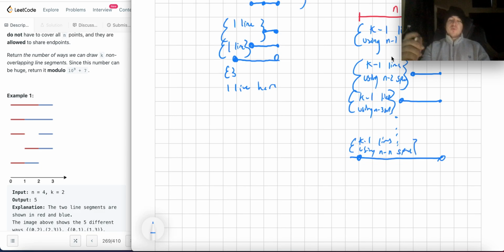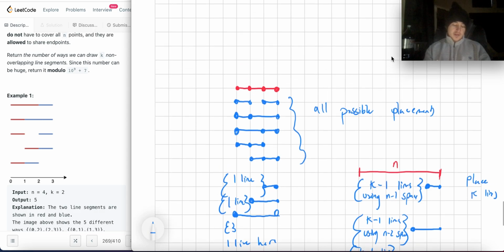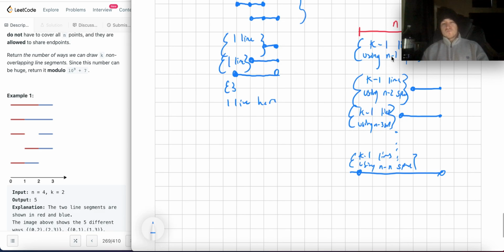So for any point, I can draw a line, like for n equals 4 here, and I could draw a line that covers almost all the space. I can draw a line that covers all the space. I can draw a line that covers this much and this much. And then I would just have to fulfill the remainder of the solutions for what's left over. Okay? Which makes sense, right?